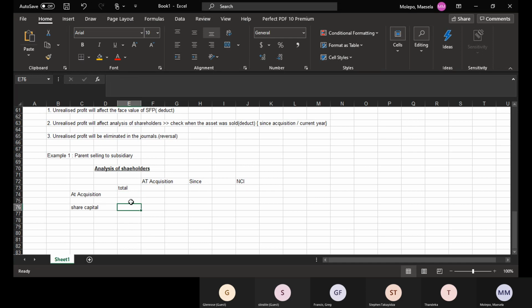And then on the date of at acquisition, we determine the number of shares which are acquired by our parent. So we have considered that he acquired 70,000 while the shares issued is 100,000. So it means he's owning the 70%. So it will be the 70% here, and then the 30% on our NCI. So at 70% it will be 70,000, and then here it will be our 30,000.